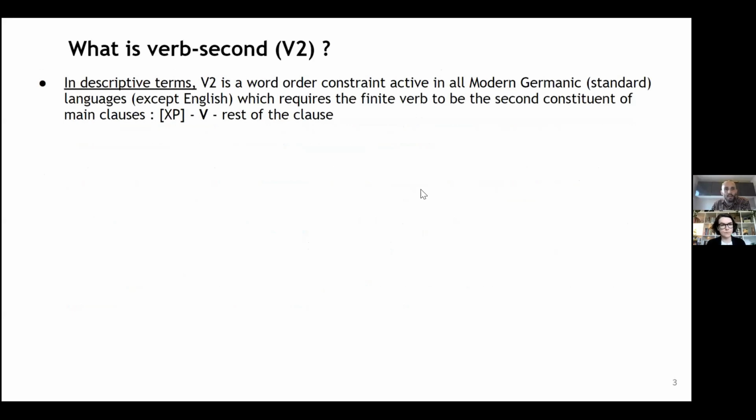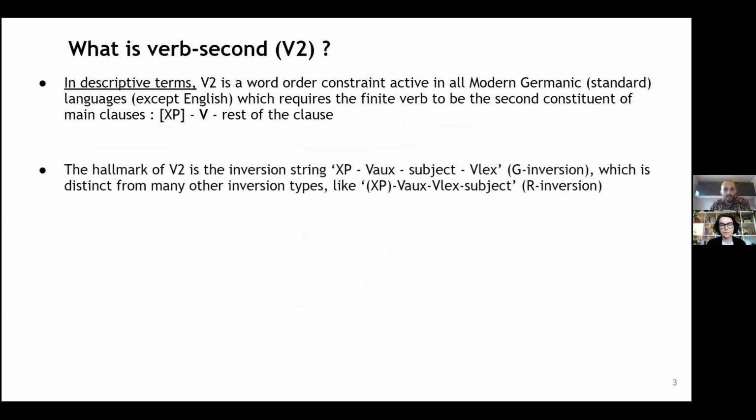But as you know, in descriptive terms, V2 is a word order constraint in all modern Germanic languages except English, which requires the finite verb to be in the second position of the main clause. So the true hallmark of V2 is the inversion string XP, auxiliary verb, subject, lexical verb, which is distinct from many other inversion types where the subject follows both the auxiliary verb and the lexical verb.